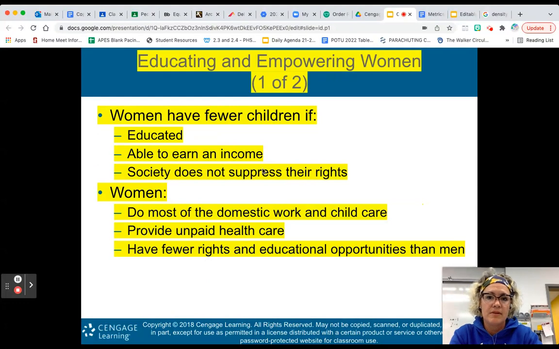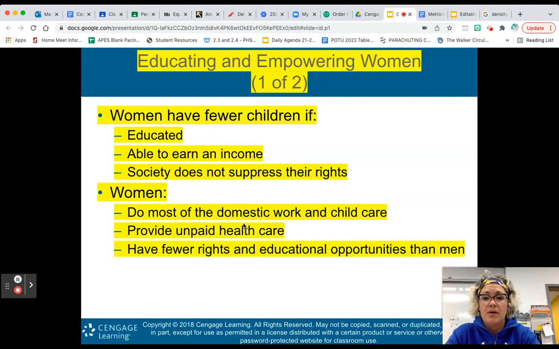All right, so we talked about some of the things that do actually move societies from one area of the demographic transition to another. One of the big ones is that women will have fewer children if they're educated, if they're able to earn an income, and if society does not suppress their rights. They don't feel like they have to birth a male child to go off and earn an income so that her security is taken care of later. Women do most domestic work and most childcare. If you provide unpaid healthcare, it's free.